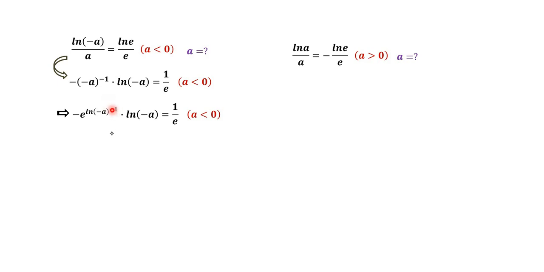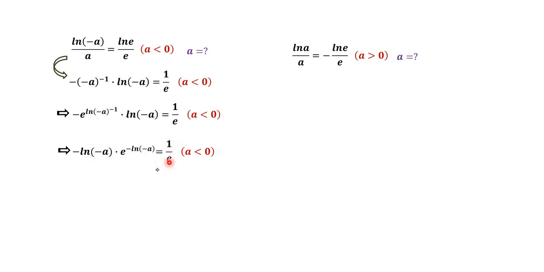Then negative 1 can be moved from here to here. So we moved negative 1 from the power to times the ln negative a. So we have this equation. Here is a negative sign, and we keep this part, and we get this equation. You see this equation is something times e to the power of something is equal to 1 over e.